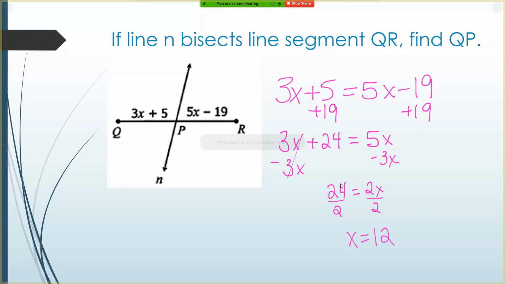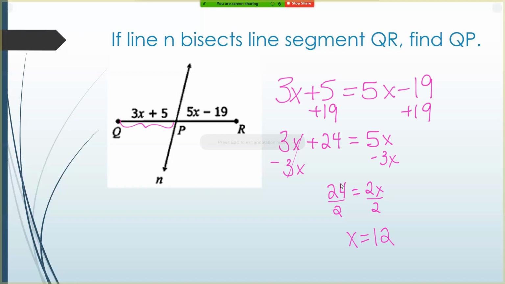So when we do that, we get a value for x of 12. Did the question ask me to find x? No, the question said find QP. That means find the distance from Q to P, which is this distance represented right here. How do you think I'm going to find that distance?